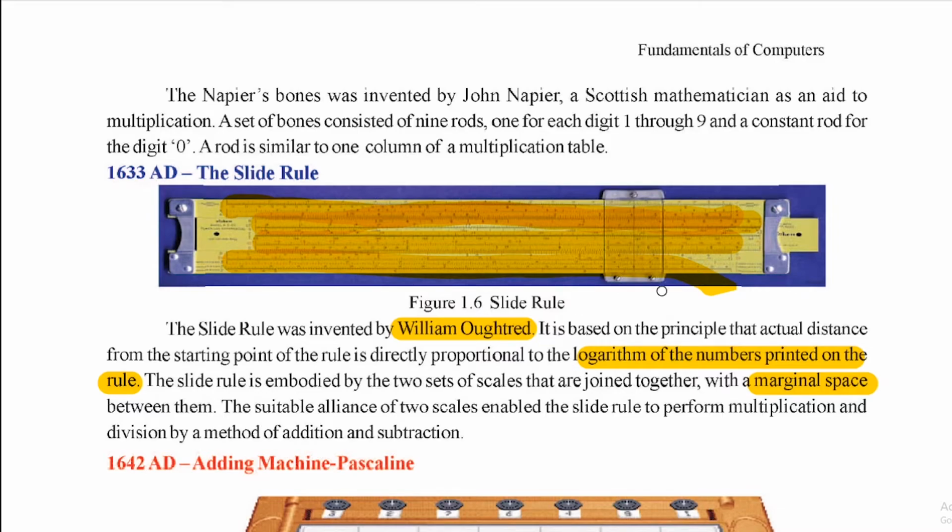With a suitable technique, the alignment of the two scales enables the slide to perform calculations. You can move from here to here like this. So it performs multiplication and division using the methods of addition and subtraction. Successive addition is nothing but multiplication, the same thing repeated three times, four times. Successive subtraction is nothing but division. So it can perform multiplication and division. This is another type of device used for calculating.